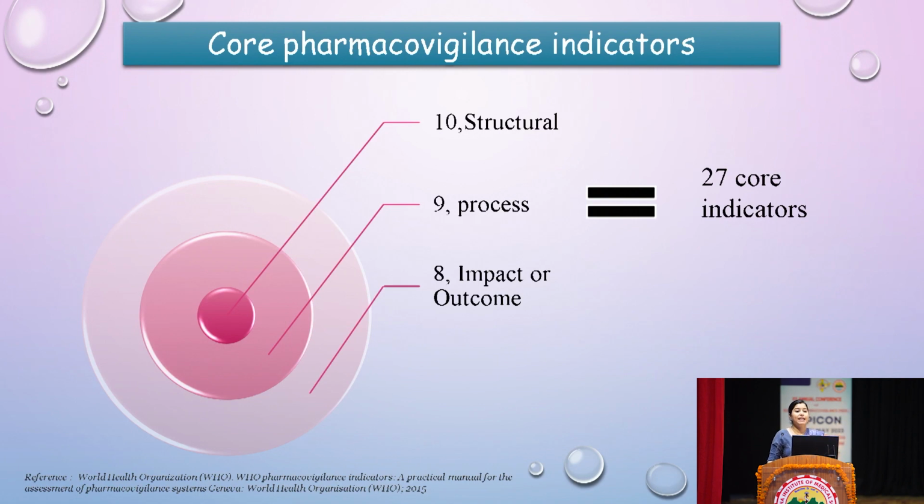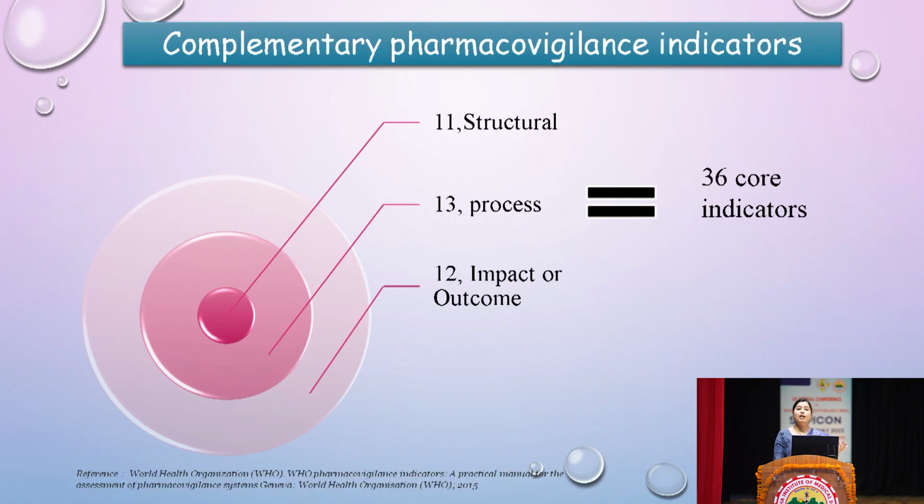These 27 indicators are subdivided into 10 structure, 9 process, and 8 impact or outcome indicators. Same with the complementary ones: they are 36 in total, and they give information related to 11 structural, 13 process, and 12 impact indicators. So basically, we have this much data. When it comes to assessment of the pharmacovigilance activity, we will get 63 indicators, 27 core and 36 complementary.